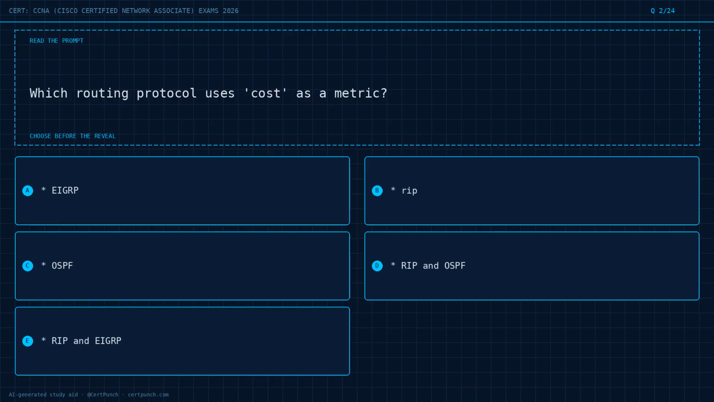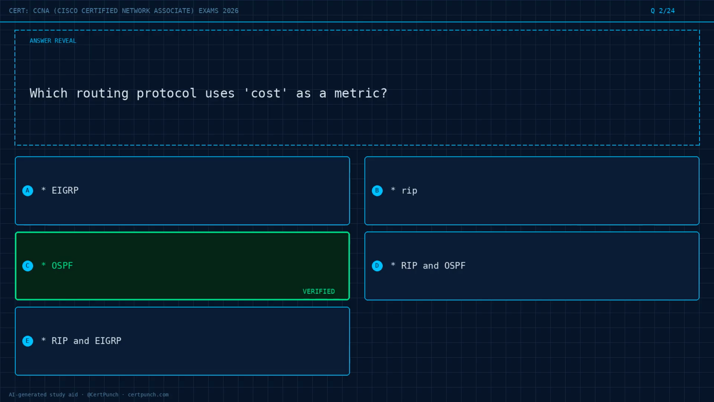Question 2 of 24. Which routing protocol uses cost as a metric? Option A, EIGRP. Option B, RIP. Option C, OSPF. Option D, RIP and OSPF. Option E, RIP and EIGRP. Lock in your pick before the reveal. Trust the read.